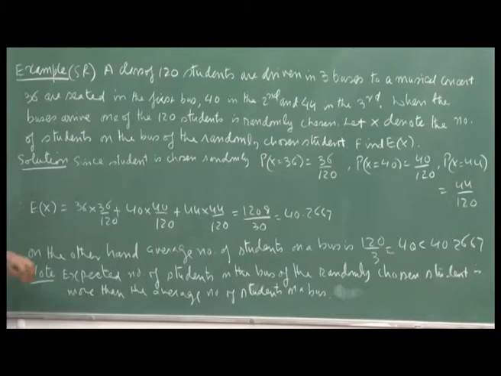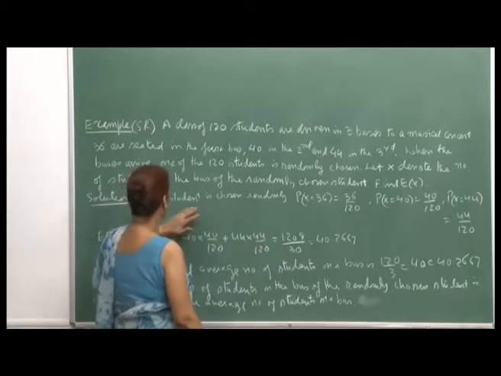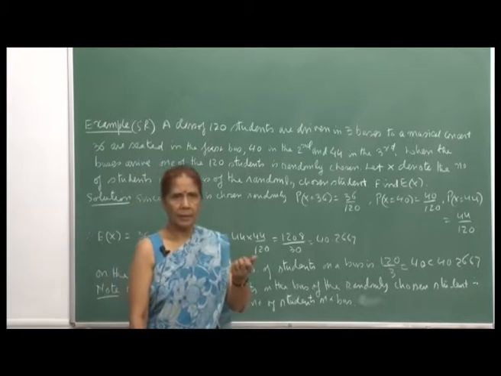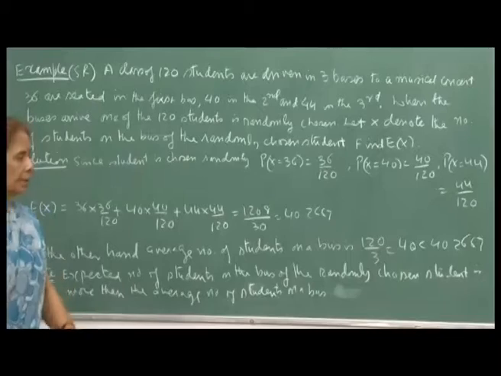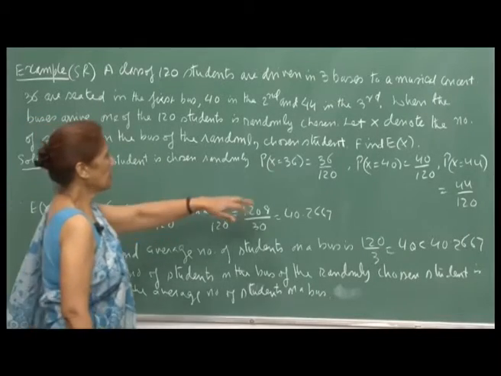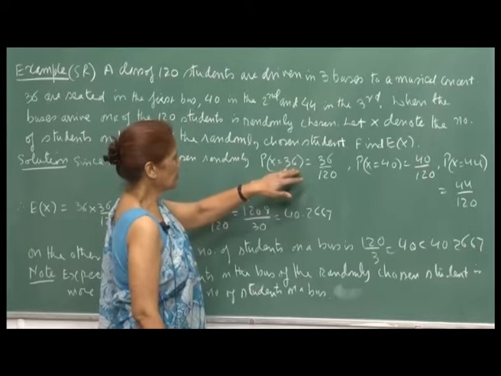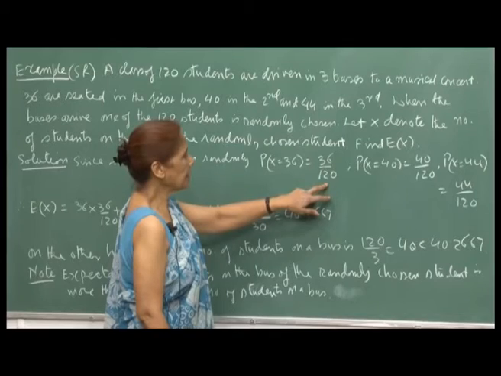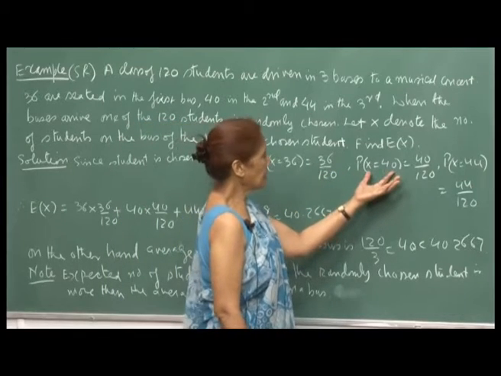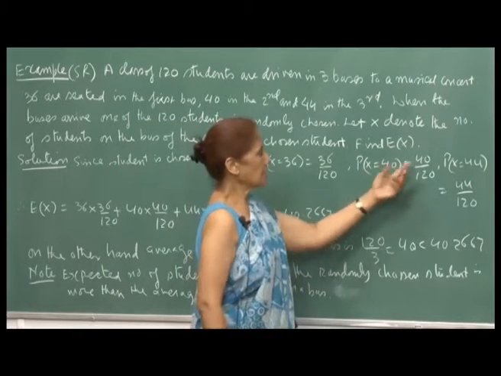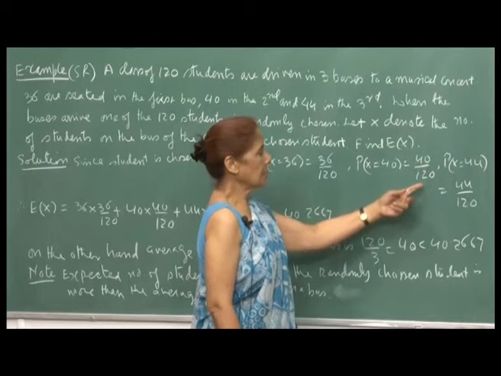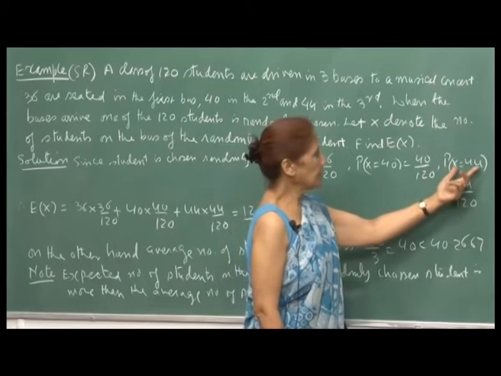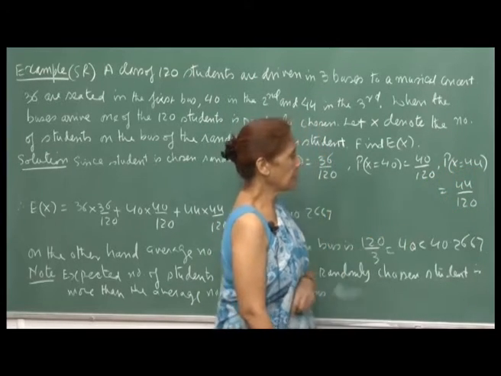So, first of all you see that since the student is chosen randomly, any student is equally likely. Out of the group of 120, I choose any one of them. So, therefore, the probability of the student being chosen from the first bus, x equal to 36, is 36 by 120, then probability x equal to 40, because there is the second bus, will be 40 upon 120, because that many students are travelling in that second bus, and finally, probability x equal to 44 will be 44 upon 120.